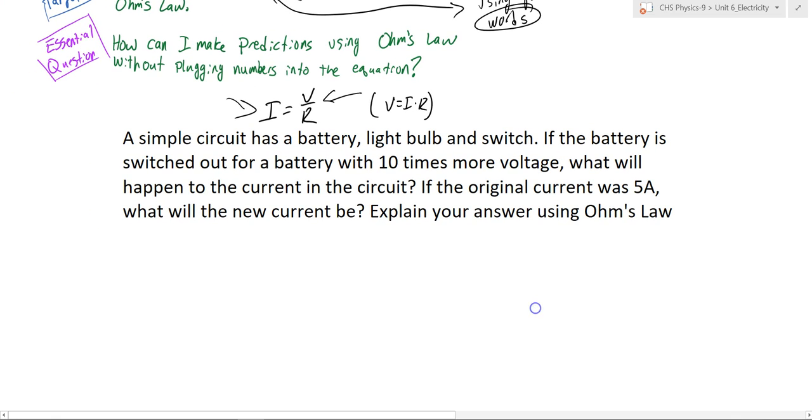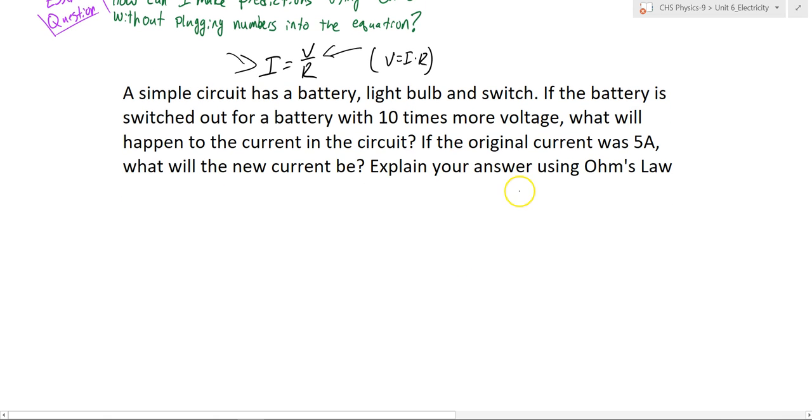So here is a question for you. I'll start by reading the question. A simple circuit has a battery, light bulb, and switch. If the battery is switched out for a battery with 10 times more voltage, what will happen to the current in the circuit? The original current was 5 amps. What will the new current be? Explain your answer using Ohm's law.